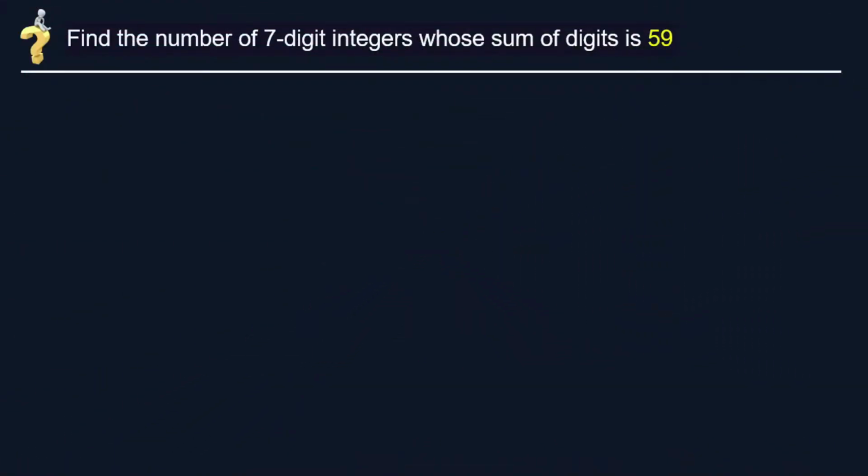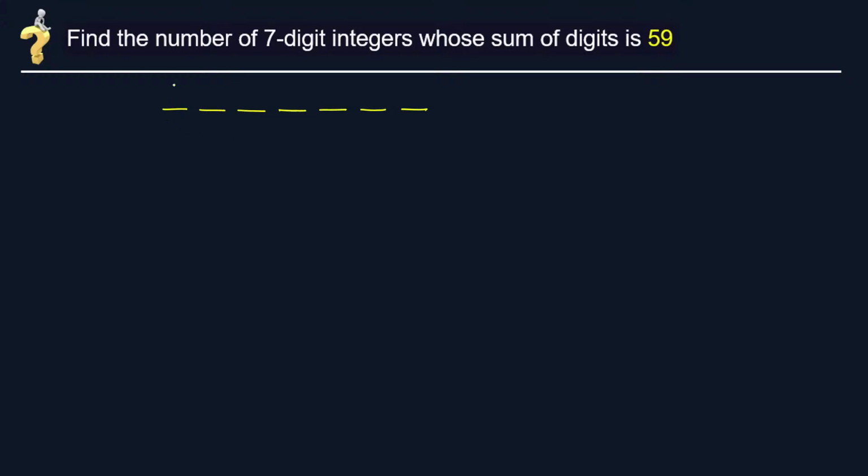In this question they have said: find the number of 7-digit integers such that the sum of the digits is 59. Clear? So you have to find out how many 7-digit integers there are when the sum of the digits you have used is equal to 59.